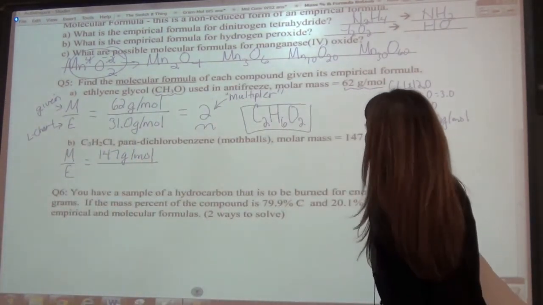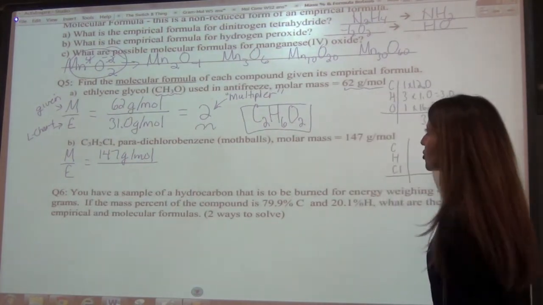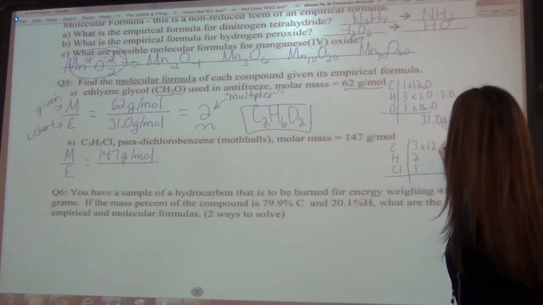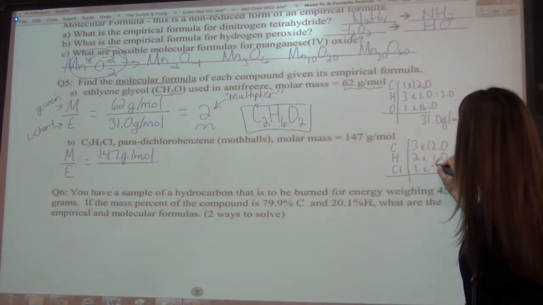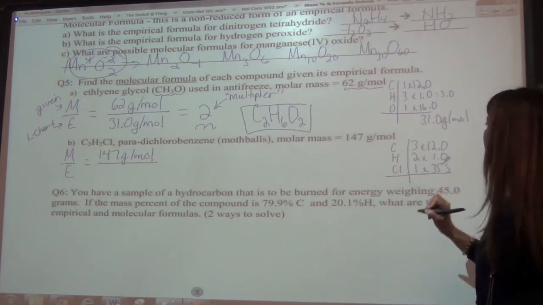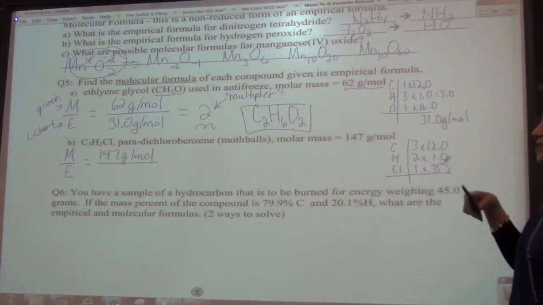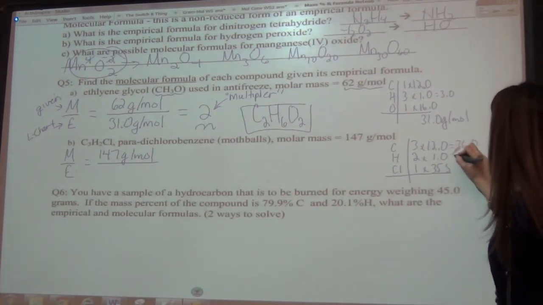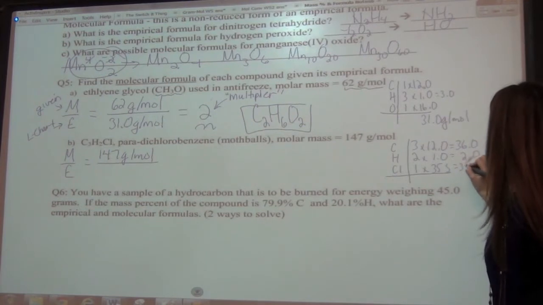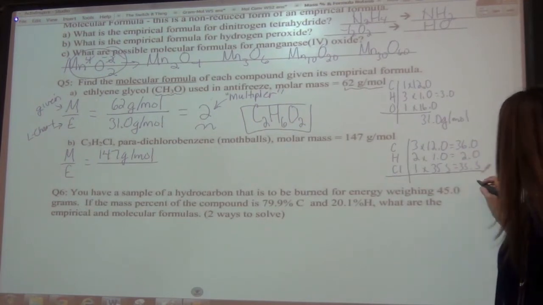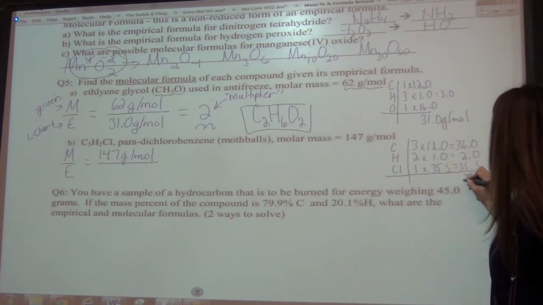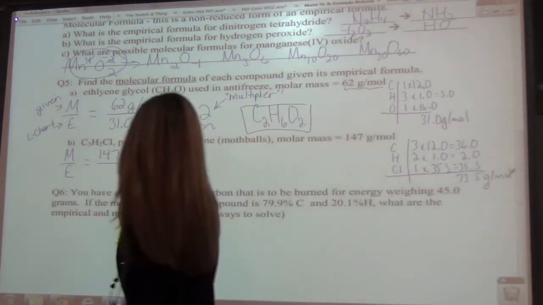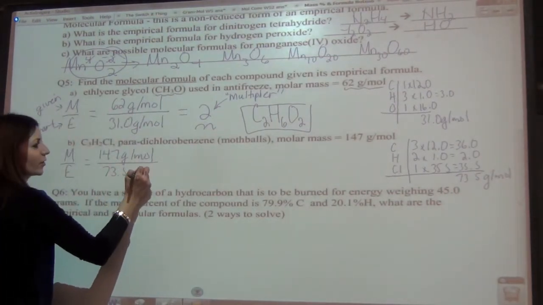So I've got C, H, and Cl. So I have 3 C's, 2 H's, and 1 Cl. 12 and 1, and chlorine is 35.5. Again, if you're on WebAssign, then use 1.01 for hydrogen, but we're just going to use 1 on here. So that gives me 36 and 2 and 35.5. And if I add this up, that gives me 73.5, yes? Yep. Grams per mole. So I've got 73.5 grams per mole.